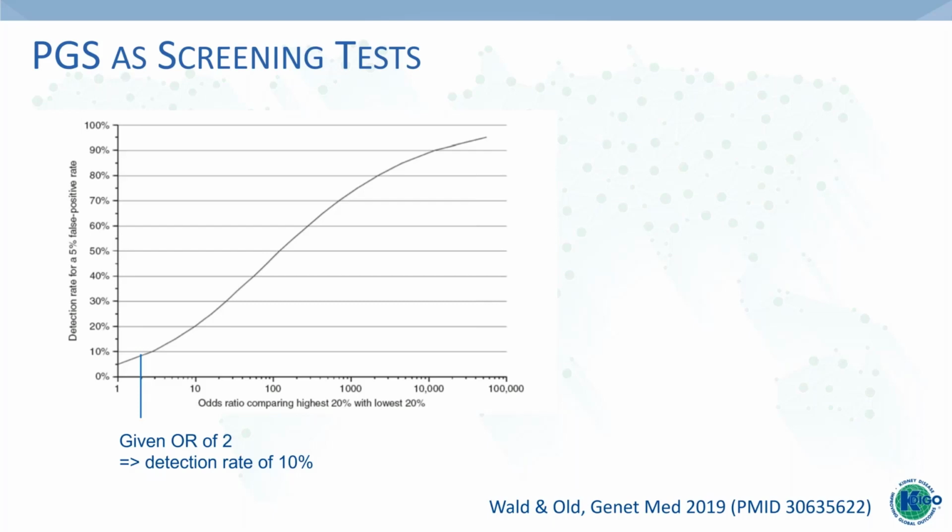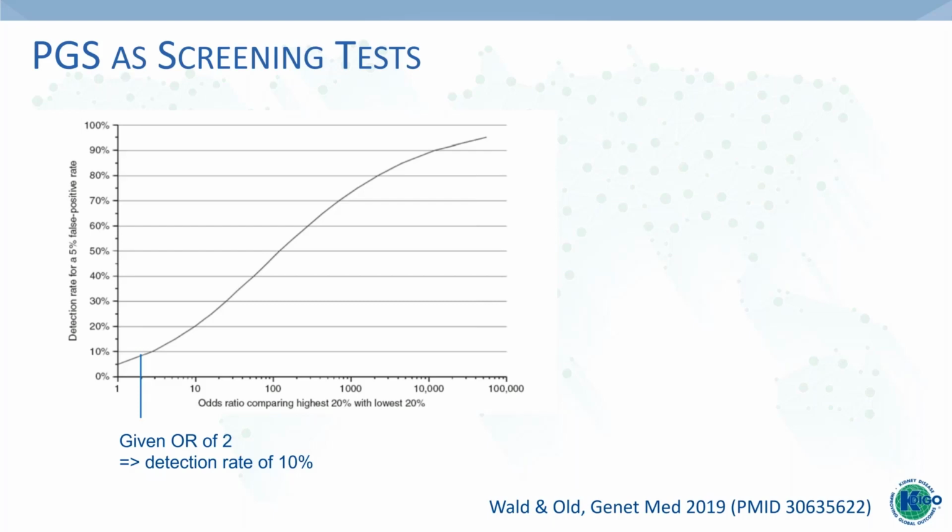As an example, one could think we can use a PGS which can theoretically be computed already at birth to predict if somebody will get CKD later in his or her life. This curve here shows the detection rates, sensitivity, by the odds ratio between the highest 20% and the lowest 20% PGS risk groups for a common disease.